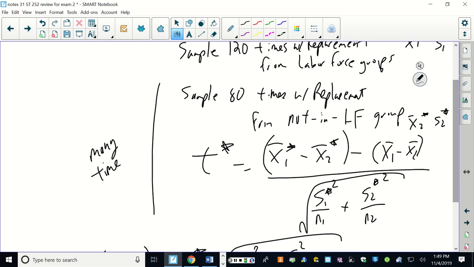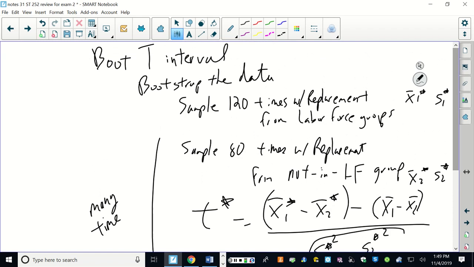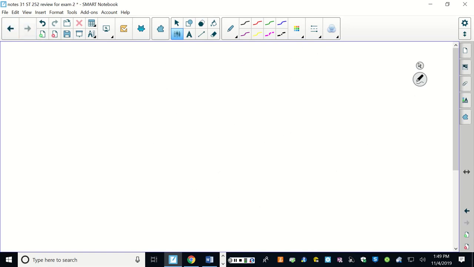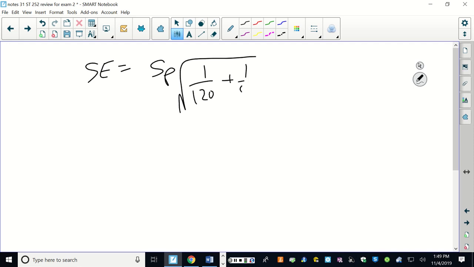Just as a side, to get these values, 5,700 and 5,800, I said, well, what if the standard error formula, what if they were pooled and you said you had 1 over 120 and 1 over 80, and if that was the 8, is it 874? It's 824. 824, right?